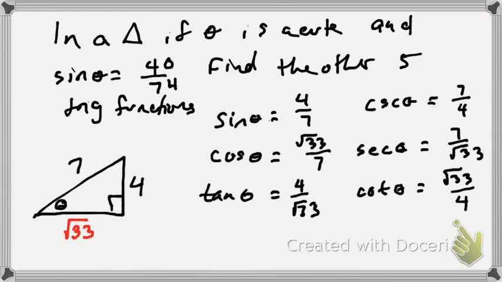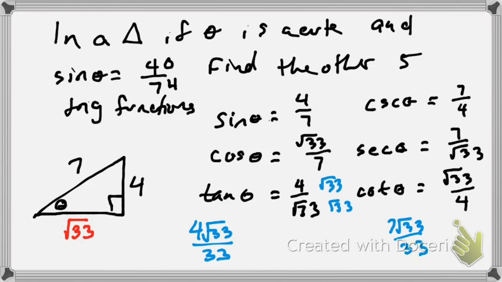I don't really have a ton of room on this sheet, and there's no way for me to scroll. So remember, the easiest way to do this is to multiply by the radical. So it's going to be the square root of 33 on both the top and the bottom. So tangent is going to end up being 4 square roots of 33 over 33. And then same kind of thing with secant. Secant is going to end up being 7 square roots of 33 over 33. So that's what that's going to look like. That's how we find all 6 trig functions.